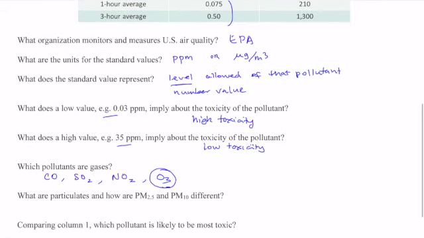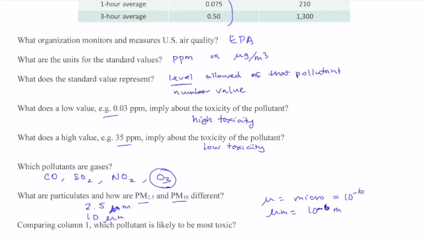So the particulates, PM 2.5 and PM 10: 2.5 and 10 are micrometers. This is the metric prefix micro. Micro is 10 to the minus 6, and a micrometer is 10 to the minus 6 meters. So that's really, really, really small, right? It's got 6 zeros in front of the 1. And so these are really, really small.